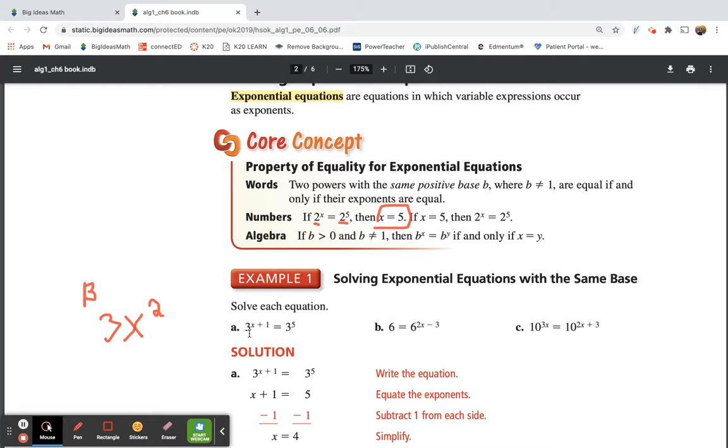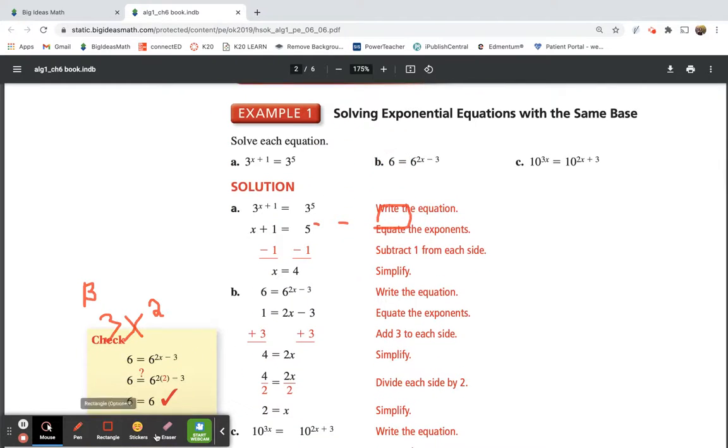So we have 3 to the x plus 1 equals 3 to the 5th power. So since they both have a base of 3, I can just set the exponents equal. So we have x plus 1 equals 5. Then we use that to solve for x. We subtract 1 from both sides. 5 minus 1 is 4, so x would equal 4.